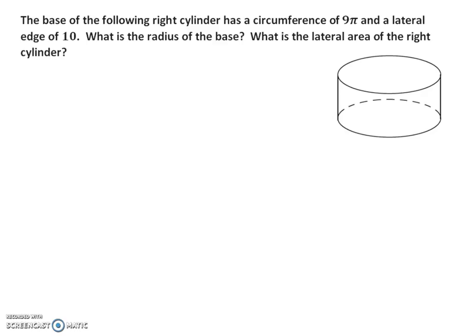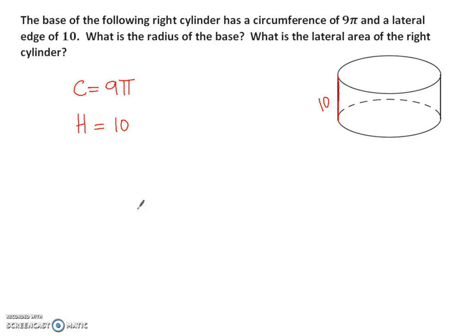Here, the base of the following right cylinder has a circumference of 9 pi. So let's write down what information is given. The circumference is given to be 9 pi, and a lateral edge of 10. This is called the lateral edge. This is 10. We can also call it the height of the prism, so I'm going to put height is 10. The lateral edge is the height.